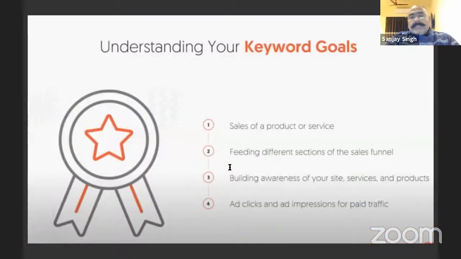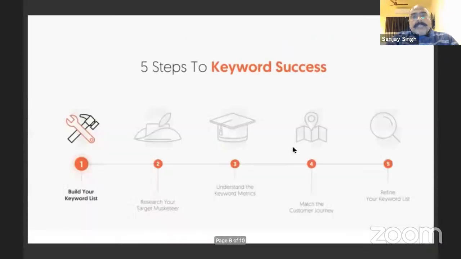So it's important to understand what your keyword goal is. Are you doing keyword research to sell a particular product or service? Or are you doing keyword research to feed different sections of the sales funnel? Are you doing keyword research because you are trying to build more awareness of your services and products? So you see, these are all various objectives. Once you're very clear about your keyword goals, then this is the 5-step process towards your keyword success, where you build your keyword list.